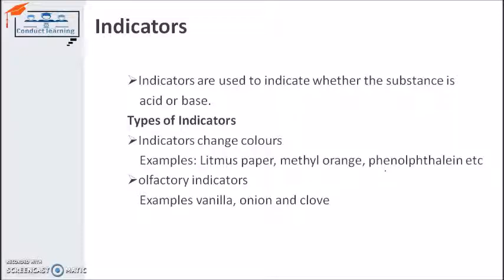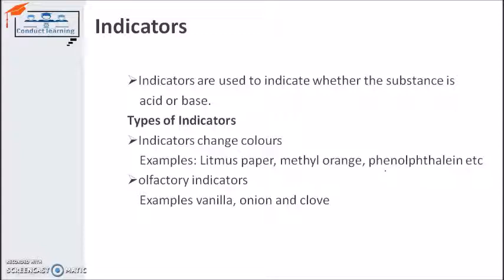Indicators. If you want to check what kind of solution is in front of you, whether it is a base or an acid, how will you check it? You have to use indicators. Different types of indicators are there. One kind of indicator changes its color when it is put in that solution. Another kind are known as olfactory indicators. They change their smell when put in the solution of acid or base.